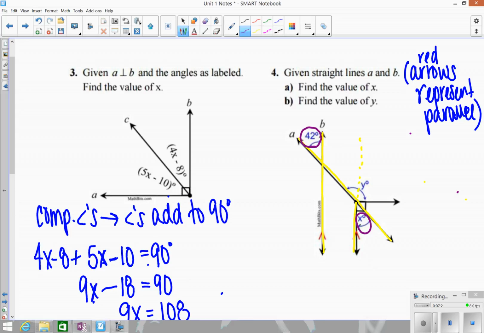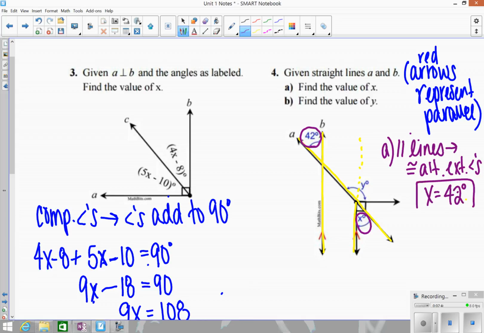So they're on the exterior and they're on alternate sides. So they're just going to be alternate exterior angles, which means they're congruent. So I have parallel lines, which implies congruent alternate exterior angles. So that tells me that x has to equal 42. So that's part A. Part B, you're trying to find y.